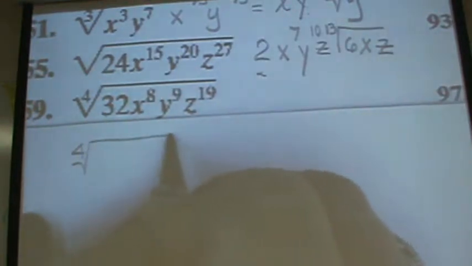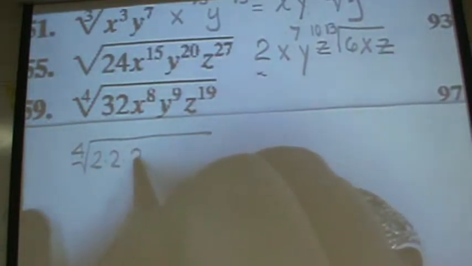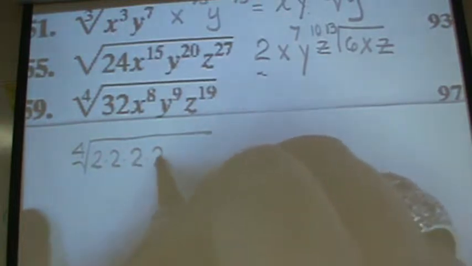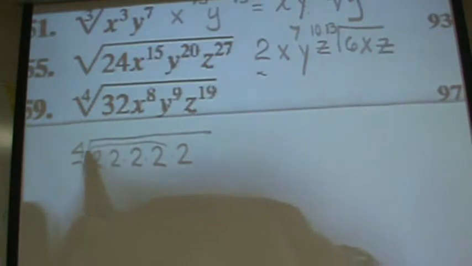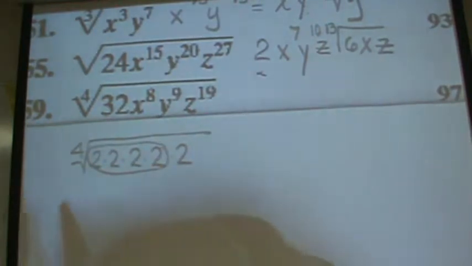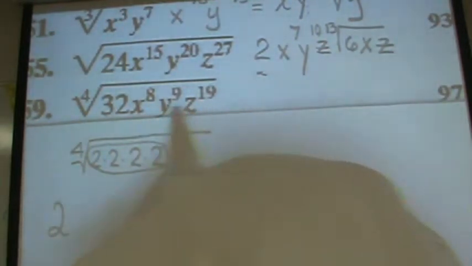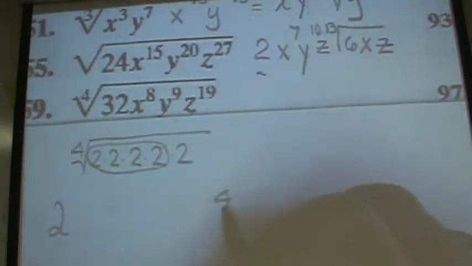So 32 is 2 times 2 times 2 times 2. 2 times 2 is 4, times 2 is 8, times 2 is 16, times 2 is 32. So there's 4 2's right there. So the 2 comes out, but this 2 stays. So I'm going to leave some room for these 3 letters. I have to leave some space. So I'm going to put the 4th root, this 2 doesn't have anything to do.